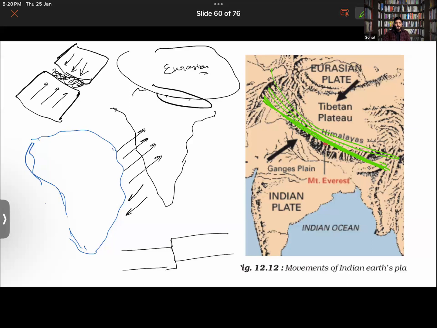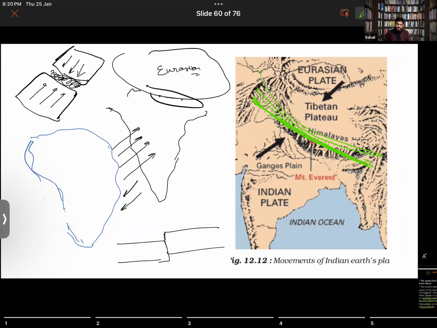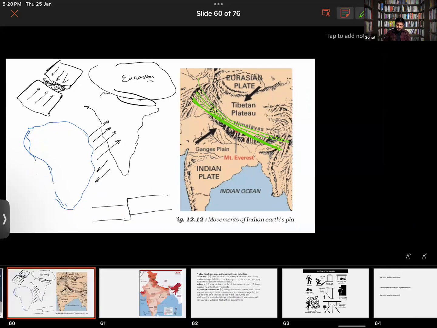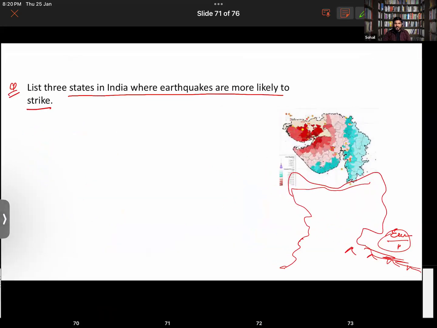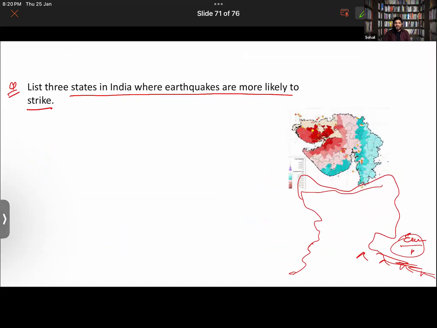Hello. Yes, sir. What are some examples of those areas which are most prone to earthquakes in India? So are you asking the seismic zones? No, I'm not asking the seismic zones. We haven't studied about that. Basically, list me some states which are more likely to be stricken by earthquake.